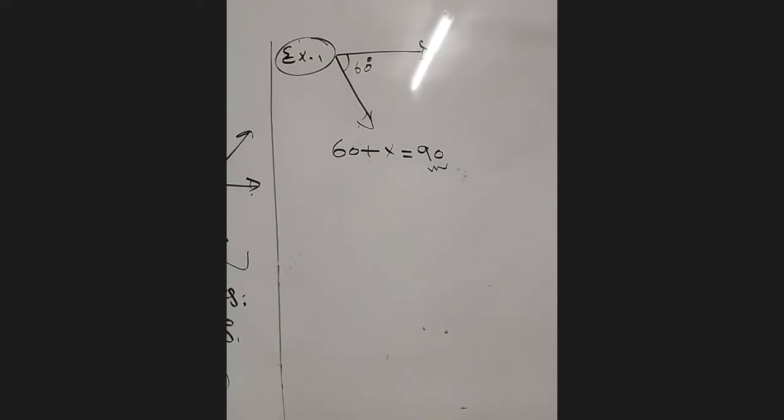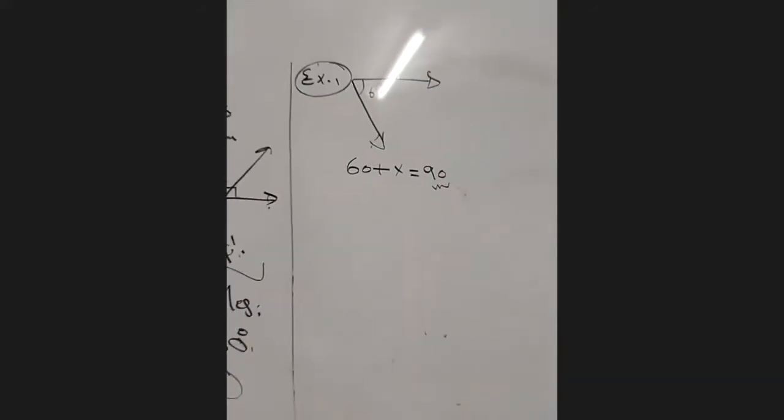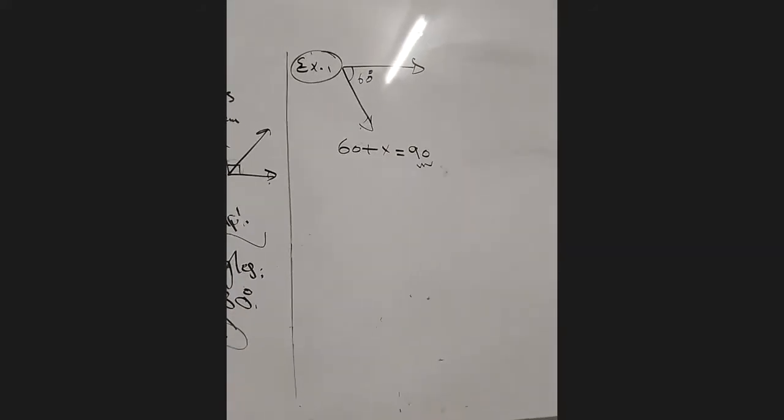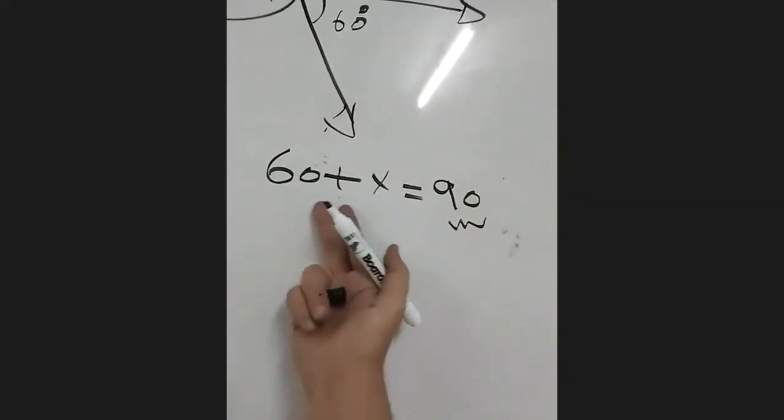Mr. Yusuf, I'm asking you, from where do we get the number 90? Because the question said give the measure of the angle that is complementary to the given angle. They want the complementary one. So if we add them, it is 90.